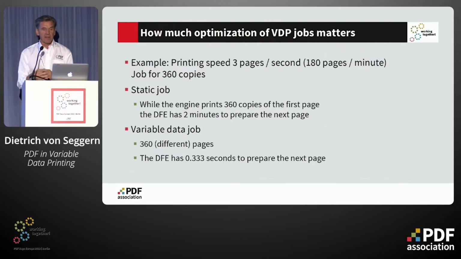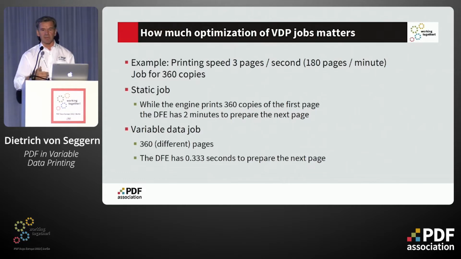So if we now do some calculations, let's assume we have a job and a printing machine. To make it easier for us, we don't calculate meters per second. We just say this printing machine gives us 3 pages per second, which means 180 pages per minute, and we want to print 360 copies. So I try to make it simple here. If we have a static job and we just print 1 page 360 times, we would have 2 minutes in total, and we would have 2 minutes to prepare the next page.